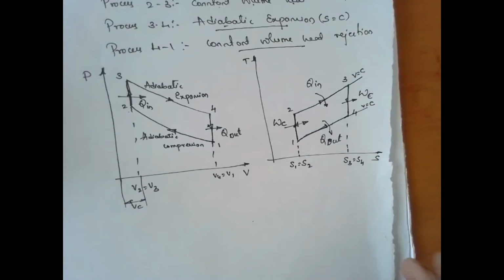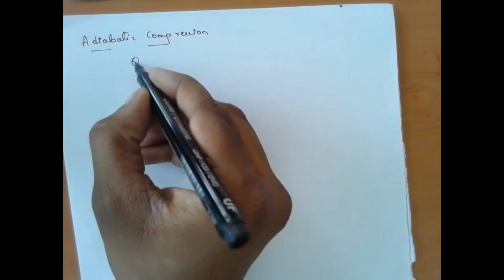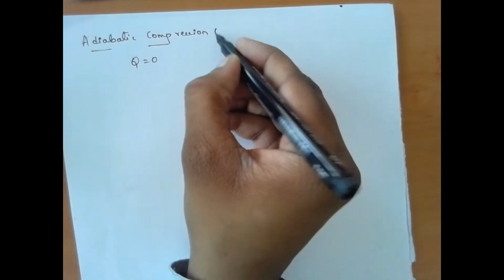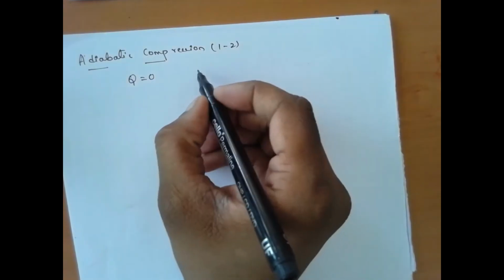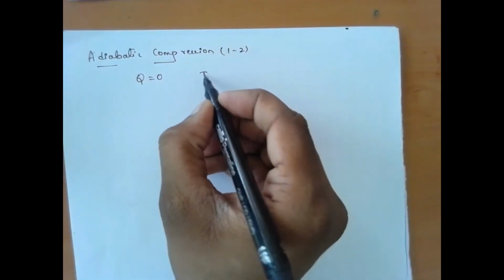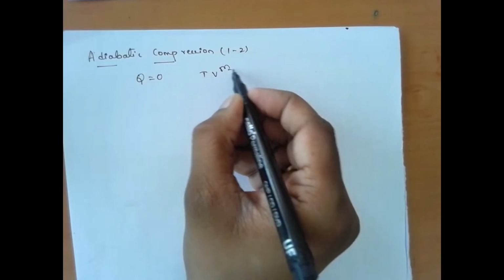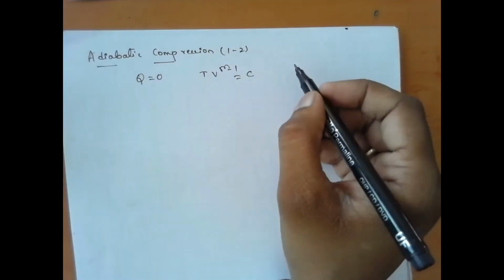Here adiabatic means Q is 0. So for this process you get TV to the power gamma minus 1 is equal to constant. So TV^(gamma-1) is equal to constant, where gamma is the adiabatic index.